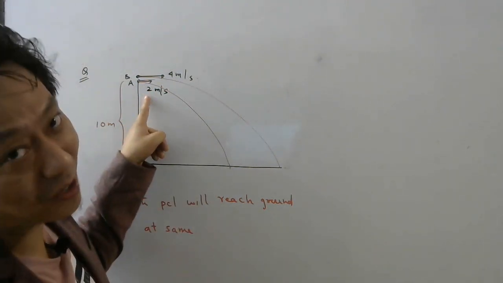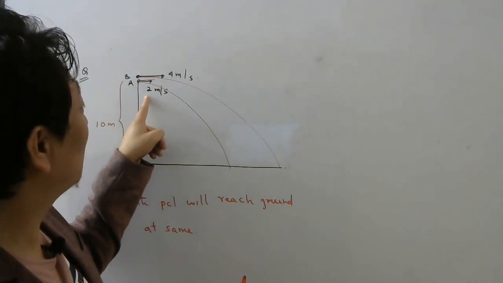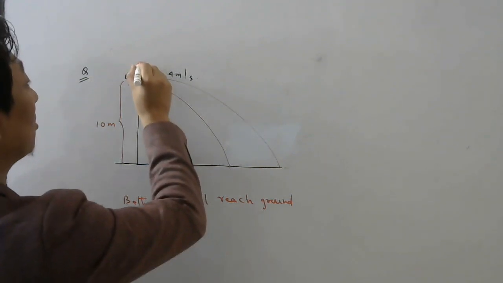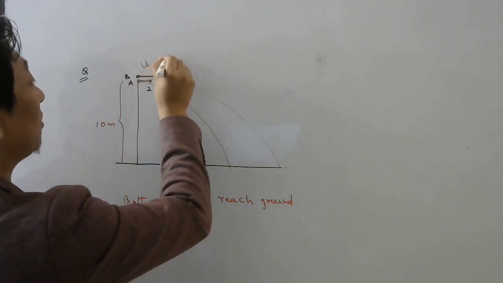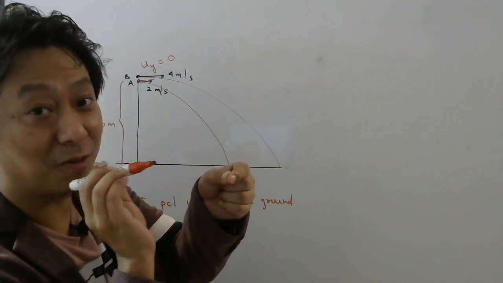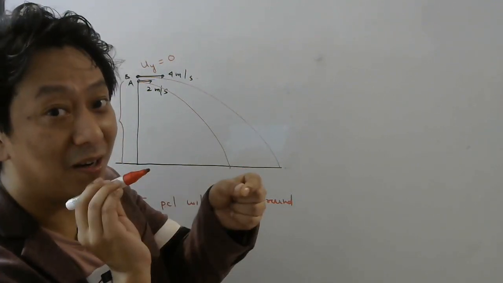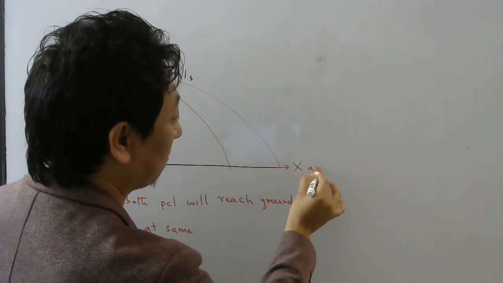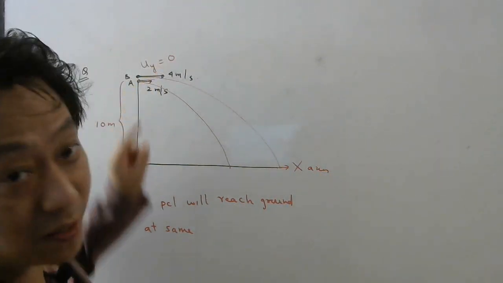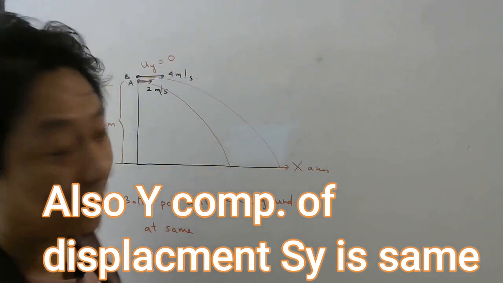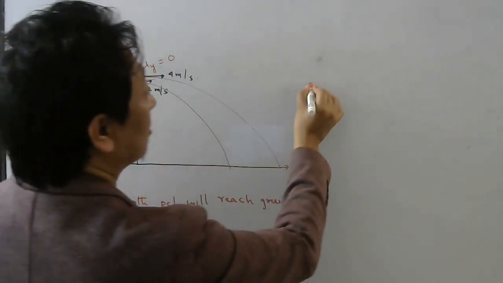This also does not have y component of initial velocity. So y component of initial velocity is 0 for both of them because both the particles are thrown horizontally, parallel to x-axis. Right? I am assuming this as x-axis. So since uy is 0 for both, they will take the same time to reach the ground. You can check with the formula also.